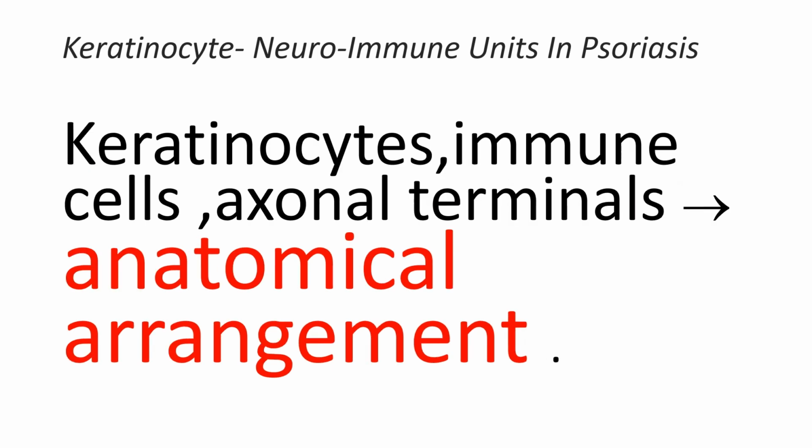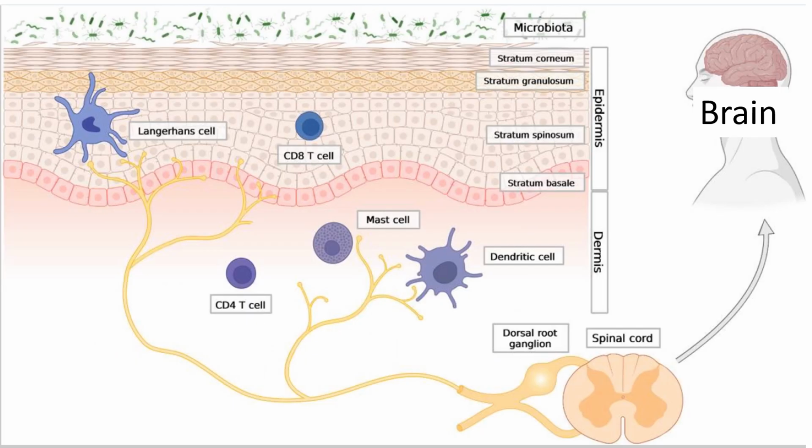And importantly, we have to notice that epidermal keratinocytes alongside immune cells such as resident mast cells or dendritic cells within the skin are present in close proximity to axonal terminals, forming an anatomical arrangement that conducts regulatory pathways within the skin. And in this diagram, we can see how keratinocytes and different immune cells like Langerhans cells and mast cells are in close proximity to the sensory nerve endings, forming what's called the keratinocyte neuro-immune cell units.